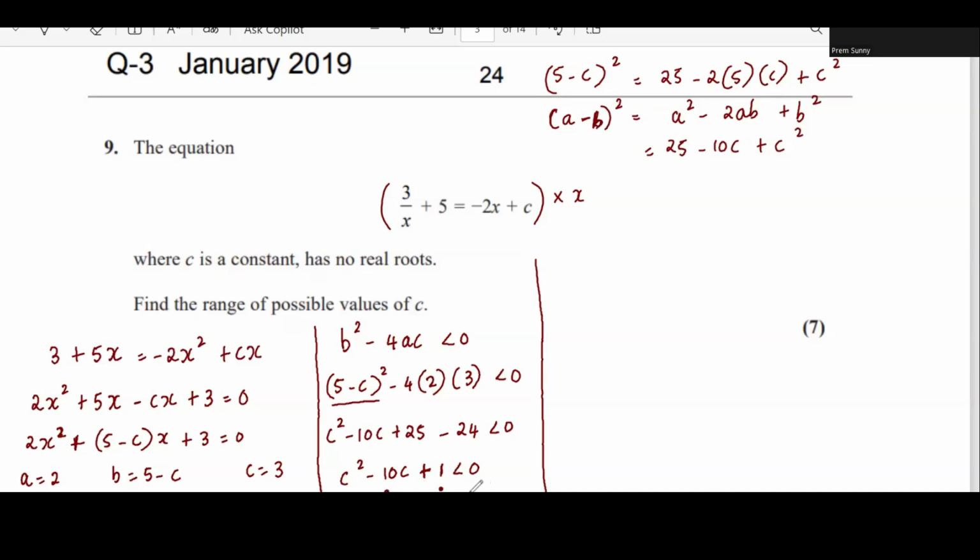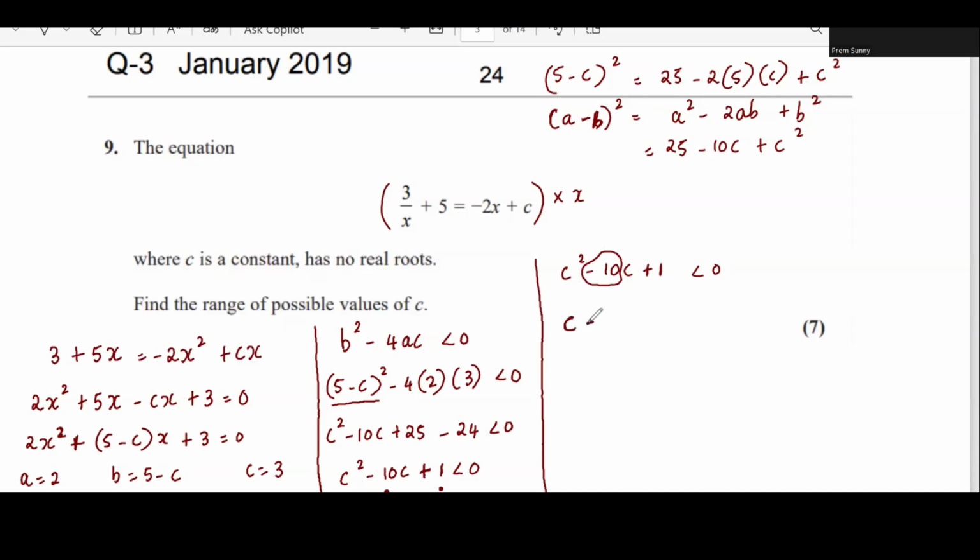We cannot use factorization. And for AS level, most probably the quadratic equation questions, it's better to use the completing the square method. So c² - 10c + 1 is less than 0. So using completing the square, what is the variable here? Variable is c. Now take b value and divide by 2. So the b value here is -10.